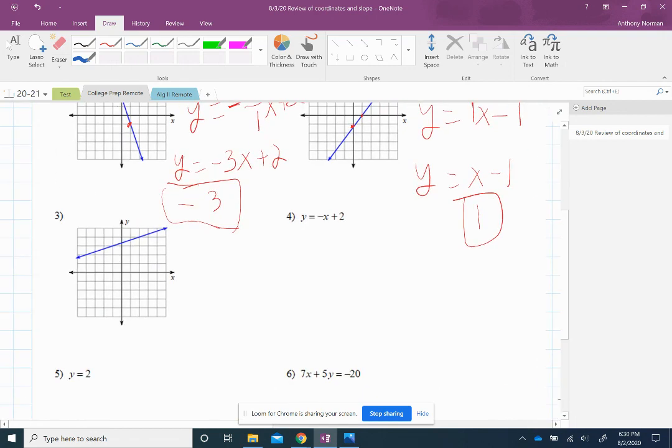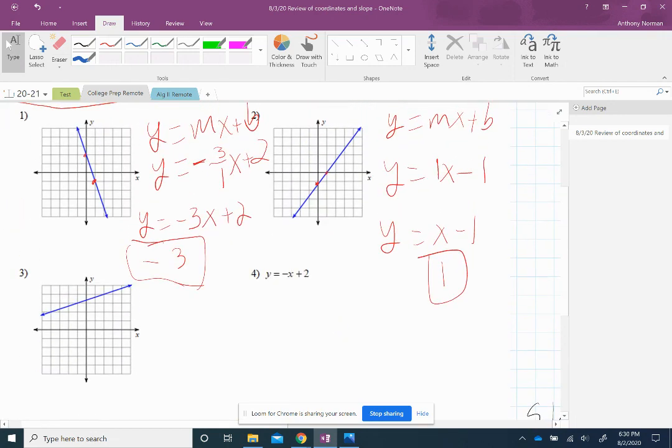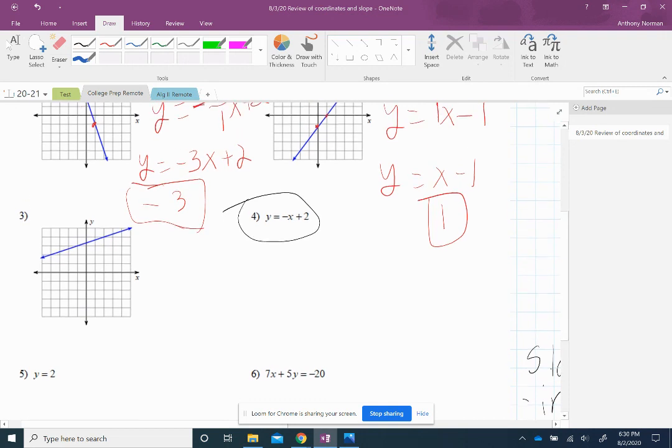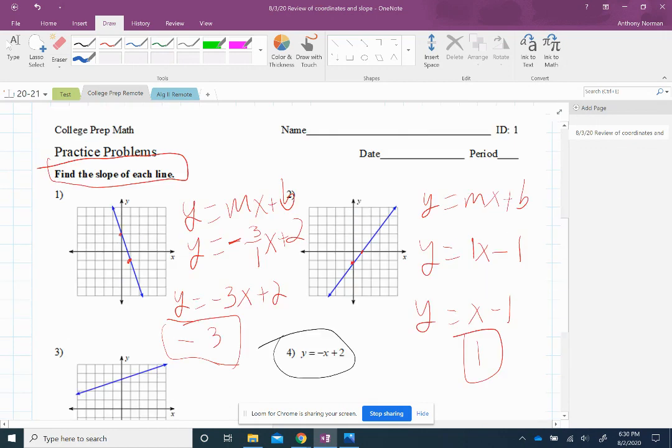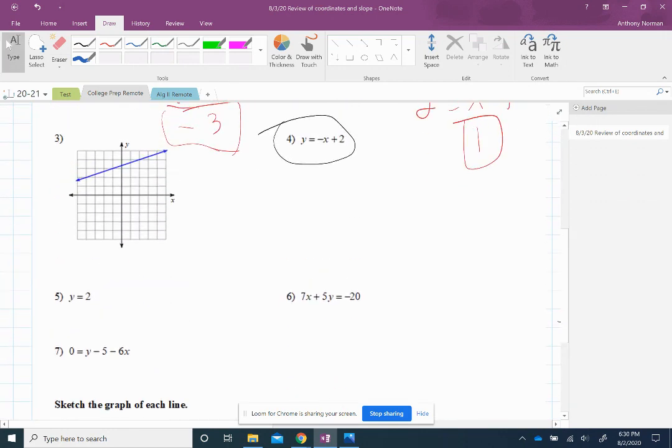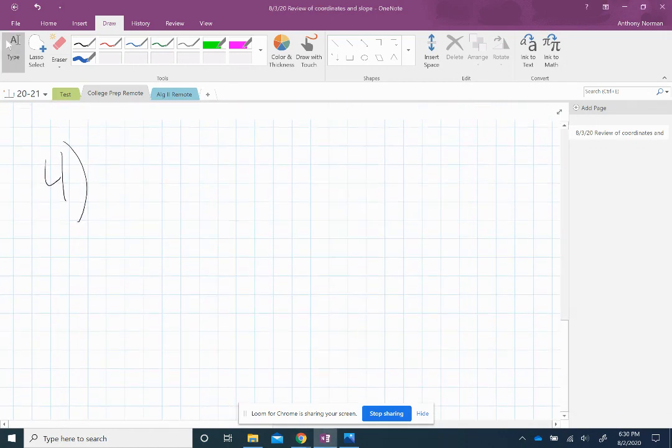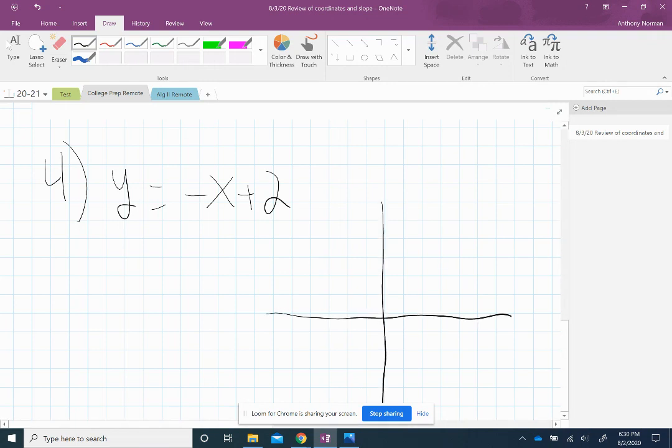So now we're looking at this. We need to create a graph based off the equation. So number 4 says y equals negative x plus 2. Draw our grid. This plus 2, remember, is our b, which equals the y-intercept.